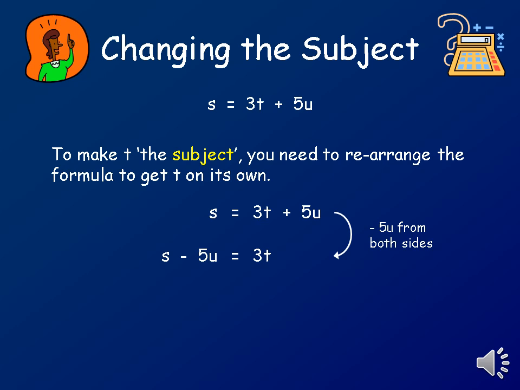So we don't have t on its own, it's got the 3 with it, and to get rid of the 3 we need to divide it by 3. That will get rid of the 3 and leave t on its own. So t equals s minus 5u divided by 3. Okay, let's do another one.